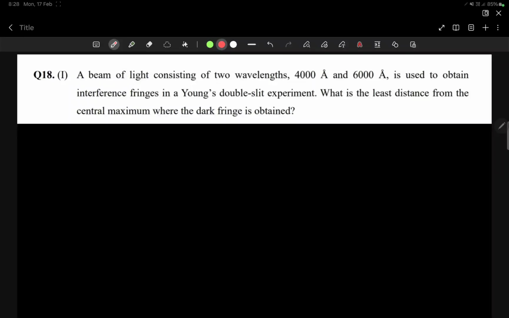So our given question is question number 18. It is given a beam of light consisting of two wavelengths, 4000 angstrom and 6000 angstrom, is used to obtain interference fringes in a YDSE, Young's double slit experiment. What is the least distance from the central maximum where the dark fringe is obtained? So now see how to solve this.